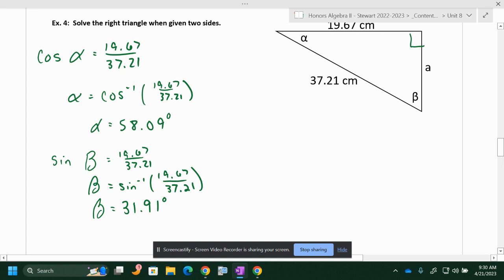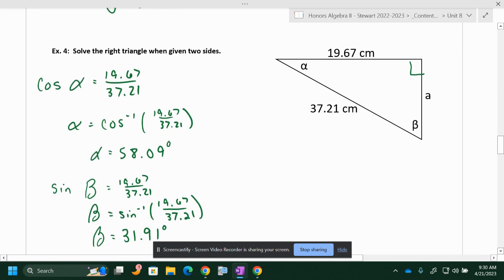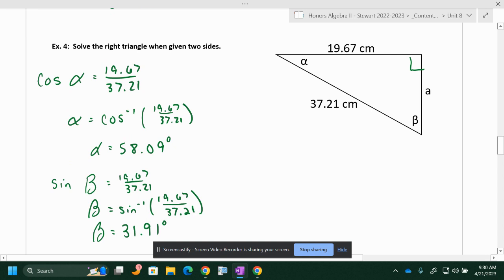Right, and then last I need to find that third side. So a couple things that I could do. I could use one of those degrees if I wanted to, and then use sine or cosine. I can also use Pythagorean theorem, and that's what I'm going to do here. I'm going to use 19.67 squared plus a squared equals 37.21 squared, just so you get that different look.